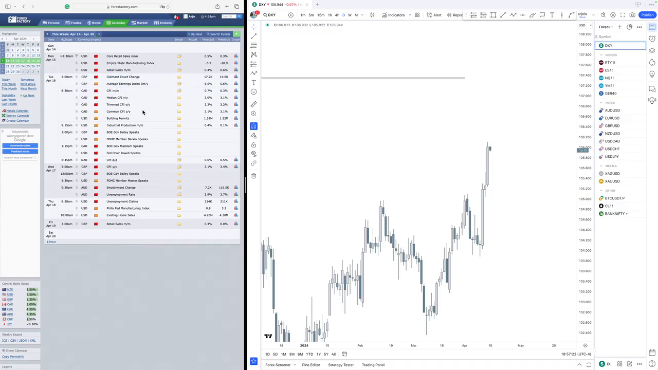Tuesday, GBP news, Canadian dollar CPI there as well, New Zealand dollar CPI, GBP CPI right there as well. So more GBP news.